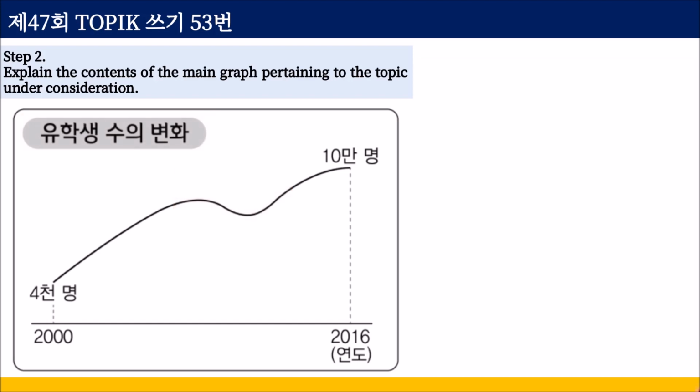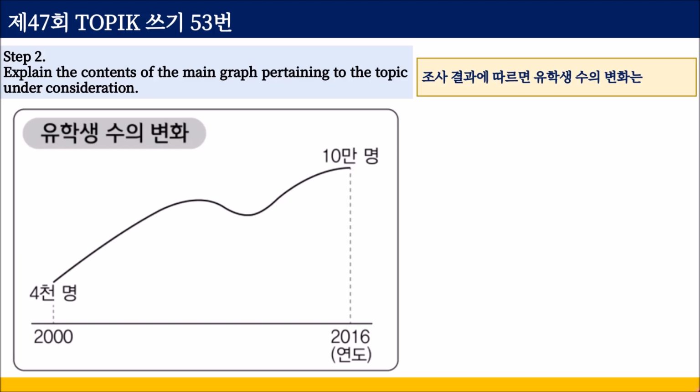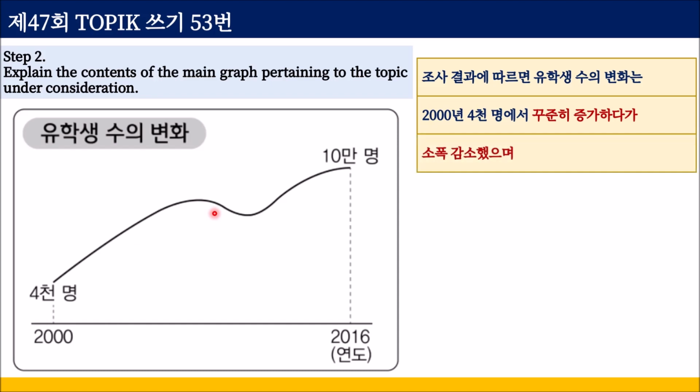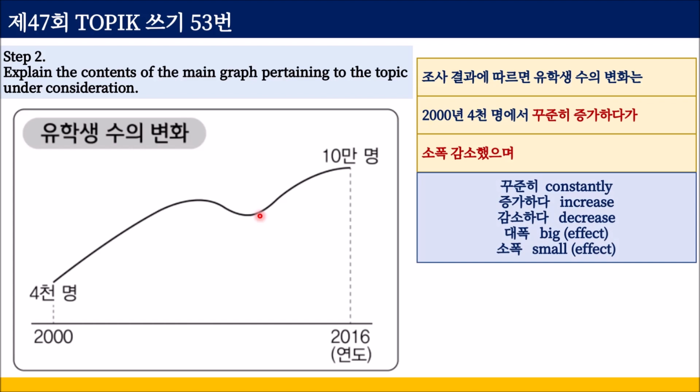Now, putting this information all together, let's construct the interpretation of the main graph. 조사 결과에 따르면 유학생 수의 변화는 2000년 4,000명에서 꾸준히 증가하다가 소폭 감소했으며. 꾸준히 is constantly. 증가하다, increase. 감소하다, decrease. Big, in effect, 대폭. Small, in effect, 소폭.